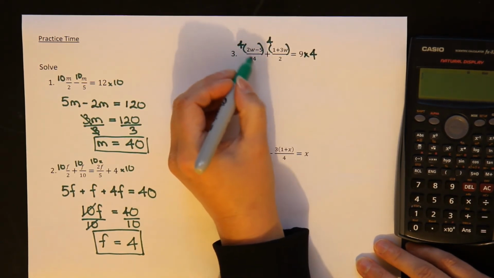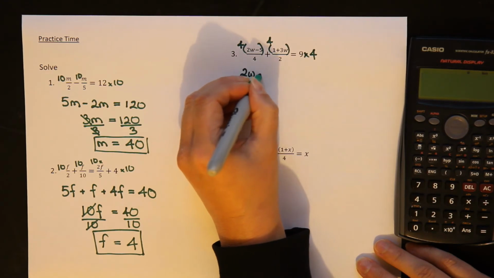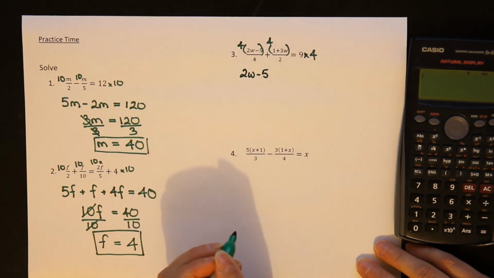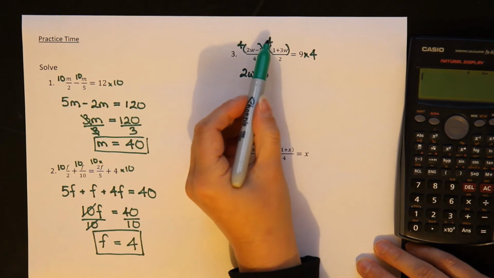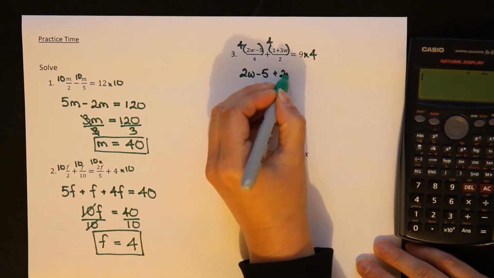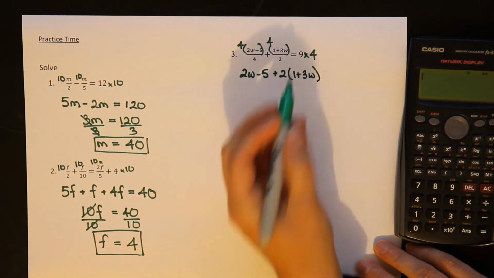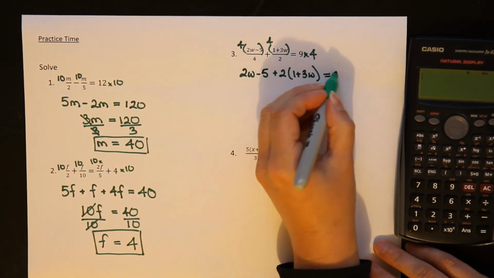Now 4 divided by 4 is going to cancel off, so that completely disappears, and I just have the 2w minus 5 from that first fraction. 4 divided by 2 goes twice, so we'll have 2 bracket 1 plus 3w equals 9 times 4 is 36.